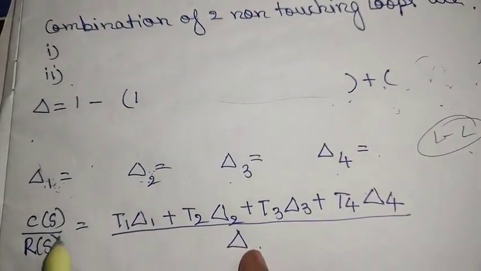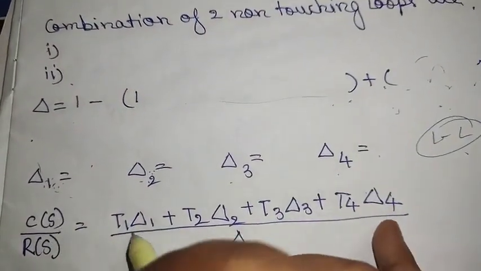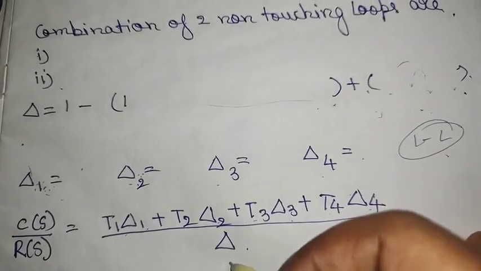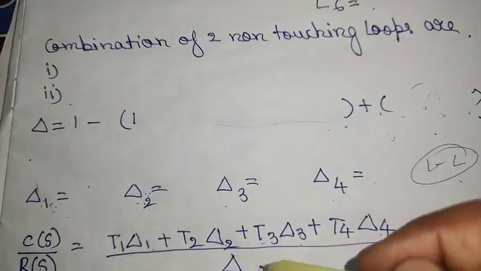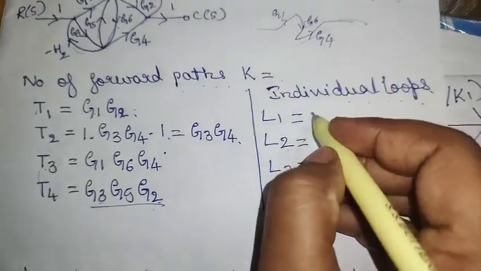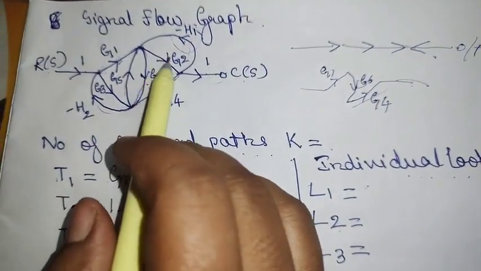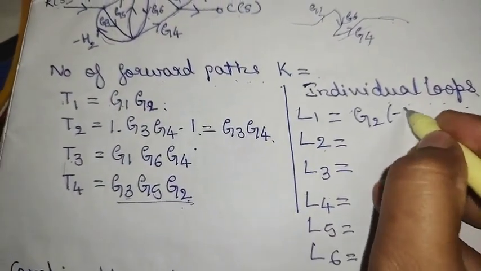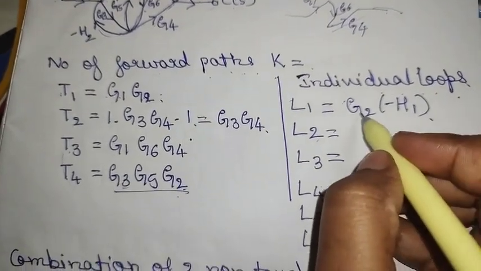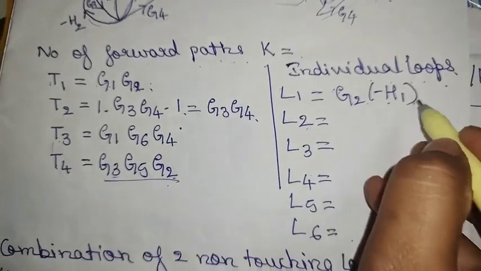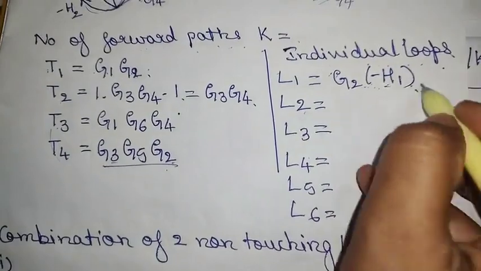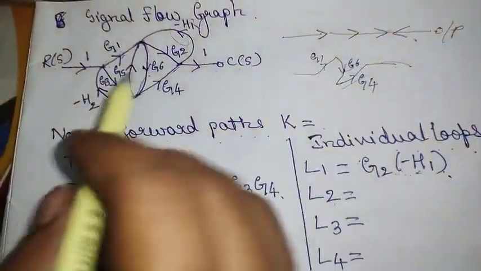So the final equation we write is the transfer function T1 delta 1 plus T2 delta 2 plus T3 delta 3 plus T4 delta 4, and the delta value we have written here. The same thing, you need to substitute the loops. So what is the first loop? If you observe here, G2 and minus H1. So G2, write it in brackets, otherwise it becomes a different meaning, G2 minus H1. Many students make mistakes, they write it in a hurry as G2 minus H1. That indicates it is a different meaning.